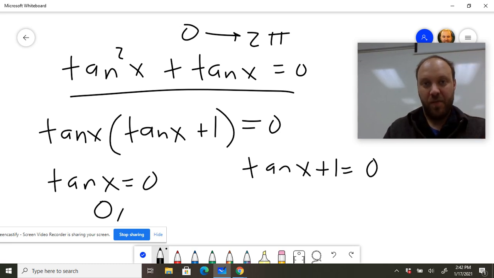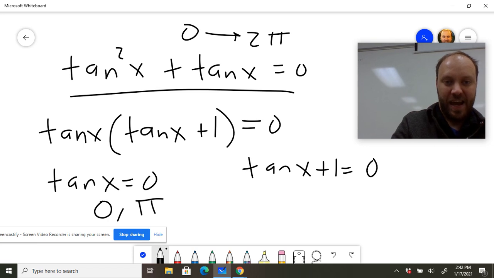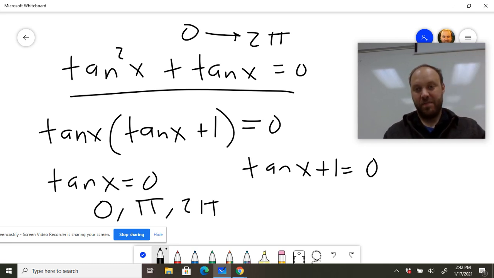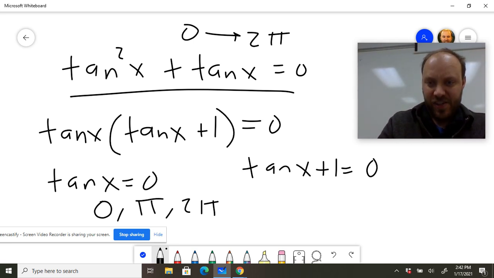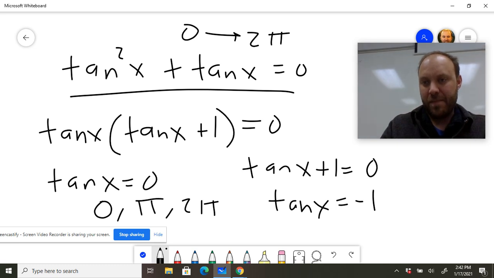The tangent function repeats every pi radians, so 0, pi, and again, I wasn't real clear about whether or not the 2 pi needed to be included. You get another pi radians, and it'll also be equal to 0 at 2 pi. Now, tangent of x plus 1 equals 0. That's the same thing as saying that the tangent of x is equal to negative 1.